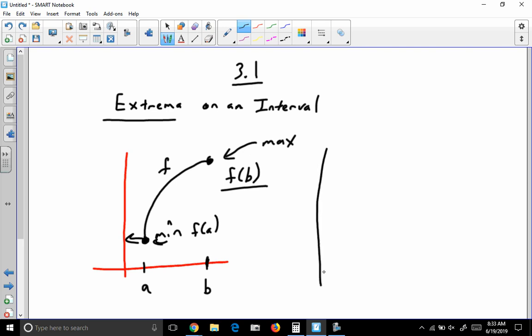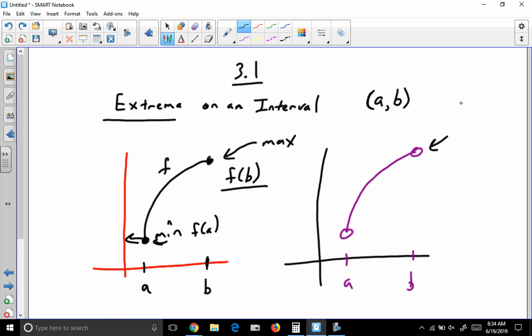Now, occasionally, we might have an interval that doesn't have a maximum or a minimum. And that is going to be if those points where the maximum or minimum would have occurred are not included. So this interval is actually considered an open interval, meaning that it does not include these endpoints, that the interval is listed with parentheses. So notice where the maximum would have occurred, there is no point there.